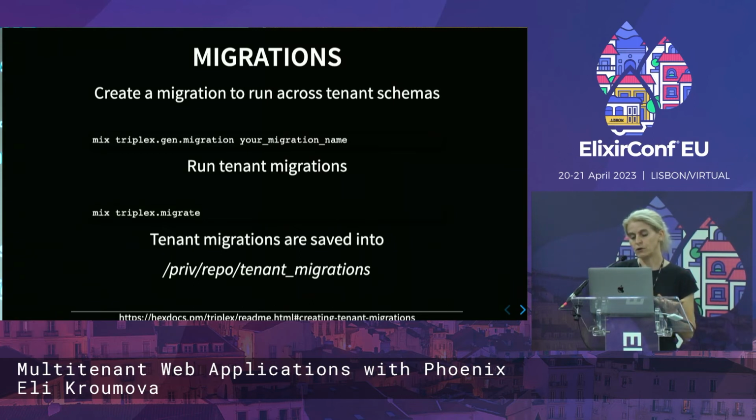If you are used to using the generators that create Ecto migrations for you when you create a new schema or a new module, you can use them, but then you have to copy the generated migration into this special directory in order for it to be applied to all of the tenants. So the structure of the migration is the same, only the place where it is saved is different.